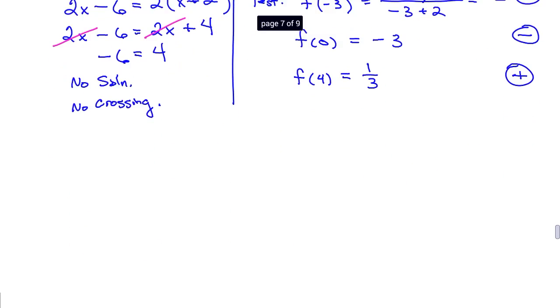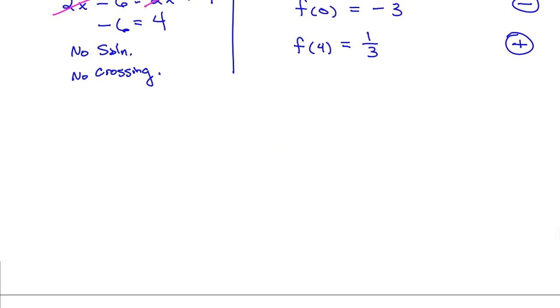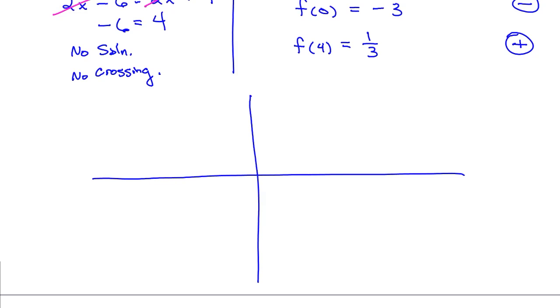I have to scroll down. You can continue to look at your page. Let's have a graph right here. And let's mark the x-intercept at x equals 3. Let's mark the y-intercept at y equals -3.